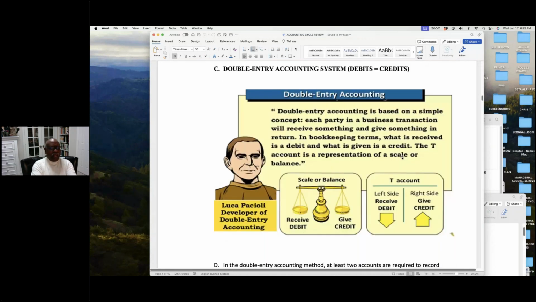And of course, everyone should be familiar with journal entries. We have a double entry system developed in the 1400s by Pacioli. And he said that when there's a business transaction between two parties, what you receive is the debit, what you give up is the credit. The debit is on the left of the account, the credit is on the right.